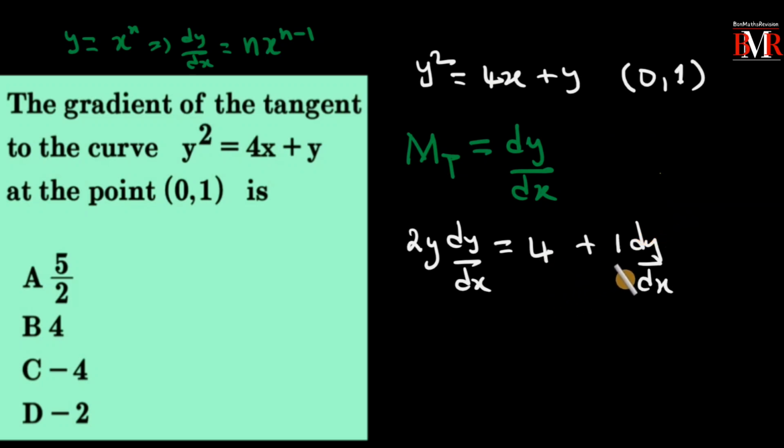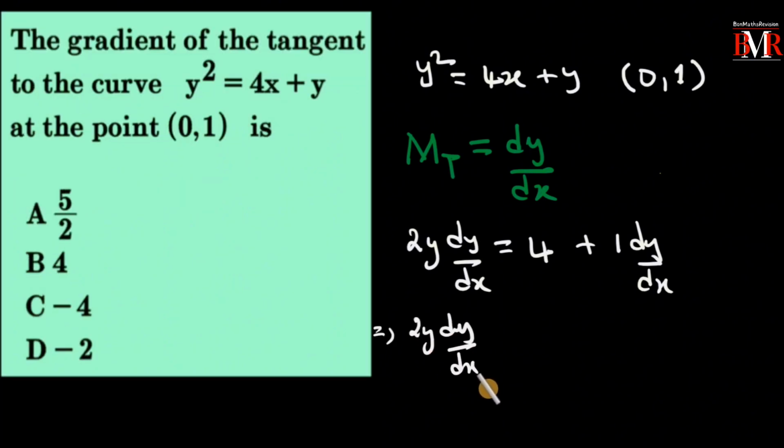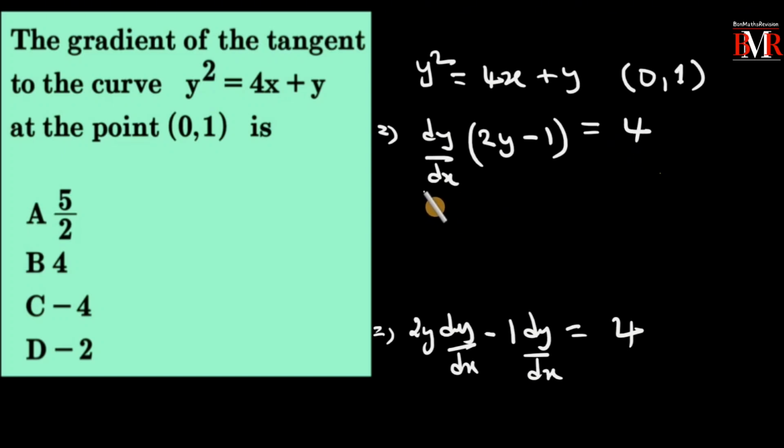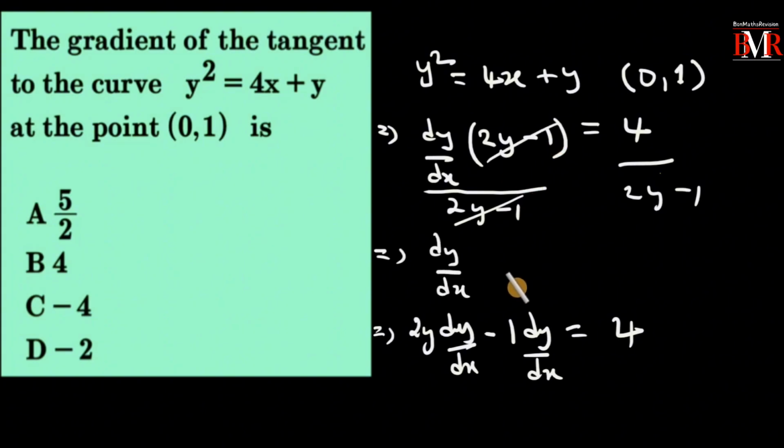So from here, I need to make dy/dx the subject of the formula. This means 2y dy/dx minus 1 dy/dx, since when dy/dx crosses the equal sign, it becomes negative, equals 4. That means we factorize dy/dx. We're going to have dy/dx times (2y minus 1) equals 4. Now I divide both sides by 2y minus 1. 2y minus 1 cancels here. I'm going to be left with dy/dx equals 4 over 2y minus 1.